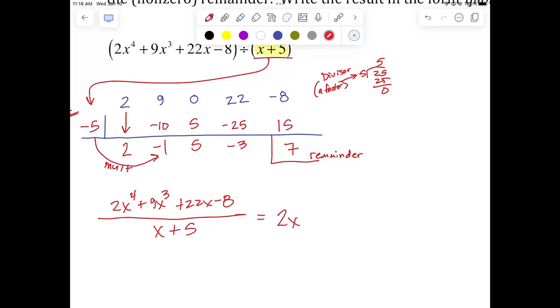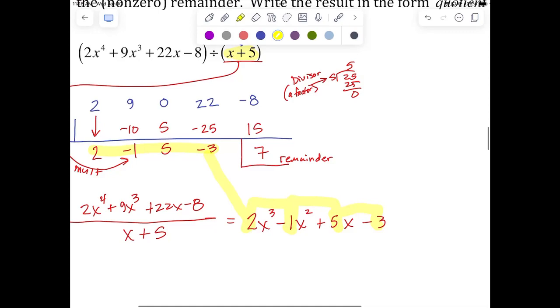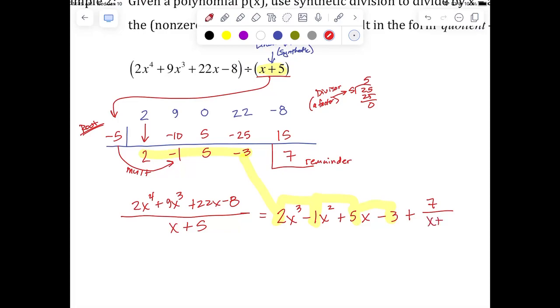2x to the what power? Cubed. It's 1 degree smaller. And then what's the next term? Negative 1x squared plus 5x minus 3. Where did those numbers come from? The bottom row, yeah? That's where those numbers come from. 1 degree smaller. And then we'll say plus our remainder 7 over what? Good. x plus 5. We go back to the factor of x plus 5. We only use the root of negative 5 to do the synthetic division process. When we go back to writing it out, we go x plus 5.